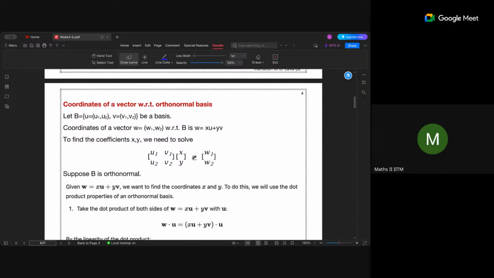The next topic we are going to see today is coordinates of a vector with respect to an orthonormal basis. Before even moving to this, a quick recall. Let us say you have this basis E1, E2.